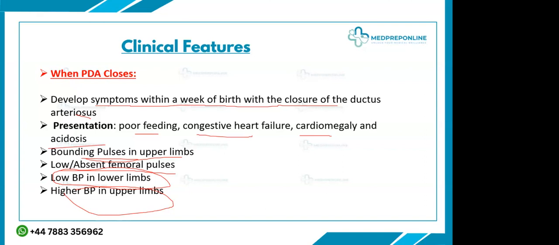So when you take the differentials of the upper limbs and the lower limbs, there will be higher BP as compared to the lower limbs. So the answer to that question is hypertension. Now don't argue about that question and don't ask me again and again. I have to explain it here.